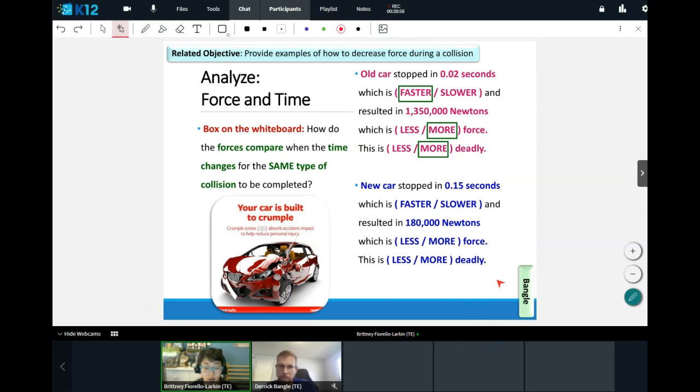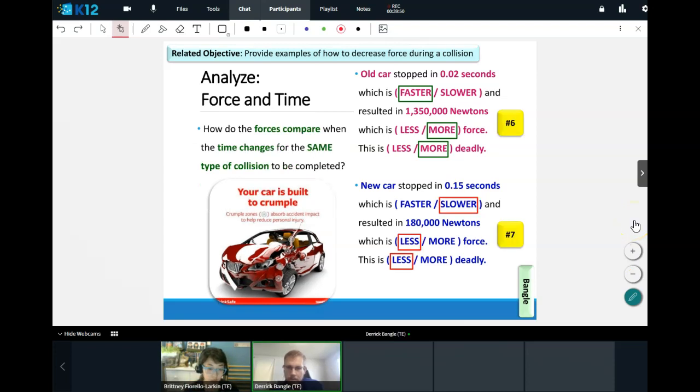Let's go ahead and compare that to our new car. Is it slower or faster, and it resulted in 180,000 newtons. So put a box around slower or faster. Our new car is such that because it's stopping with a greater amount of time, that force is transferred slowly rather than very suddenly, and so you feel less force and it is less deadly to get in a car wreck with a newer car than an old car. That's why the crumple zone is a very important feature. So for 6 and 7, go ahead and mark those answers. 6 is going to be faster, more and more. 7 is going to be slower, less and less.